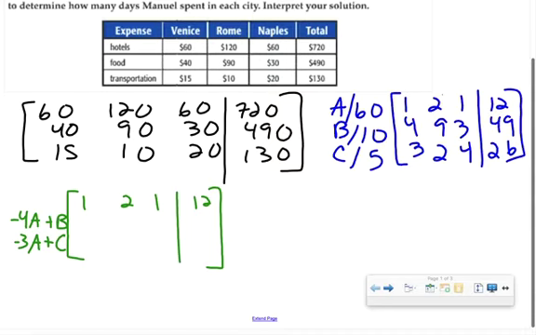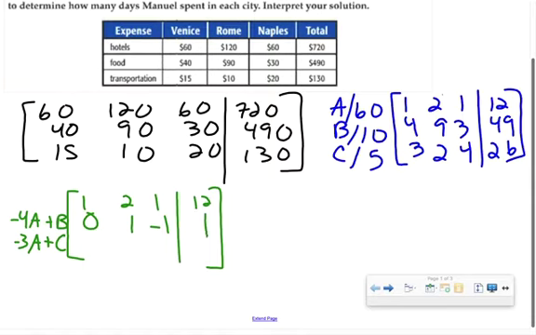Calculator. -4 times 1 is -4 plus 4 is 0. -4 times 2 is -8. -8 plus 9 is 1. So that works out nicely. -4 times 1 is -4. Times 3 is -1. And -4 times 12 is -48. Plus 49 is 1.